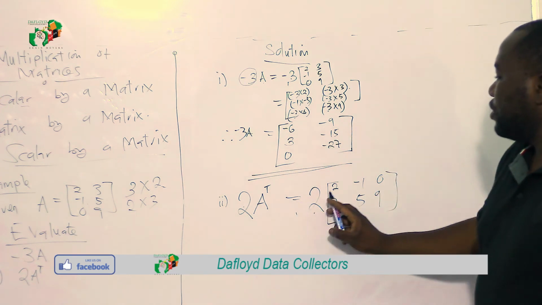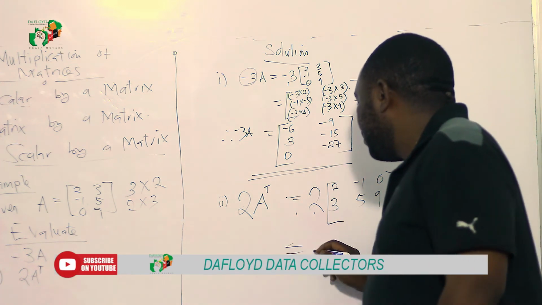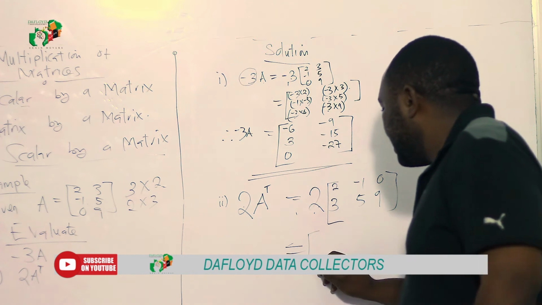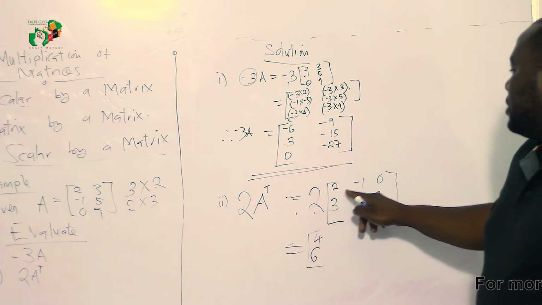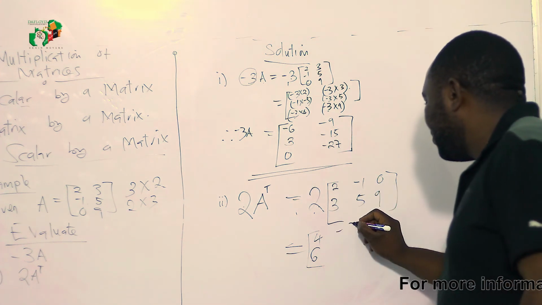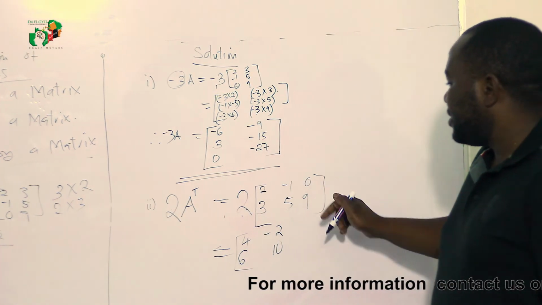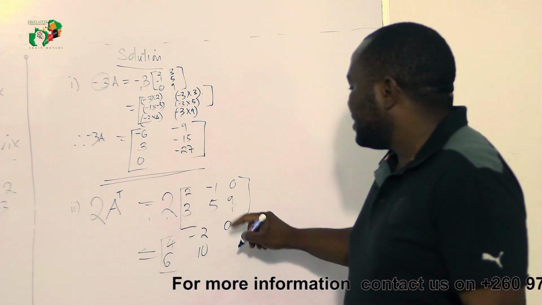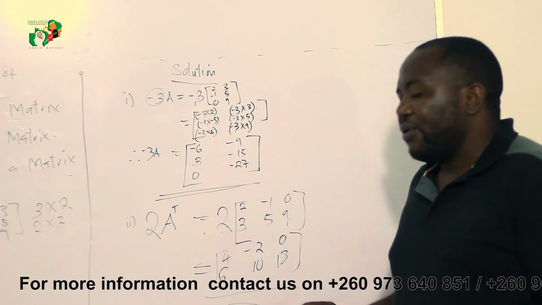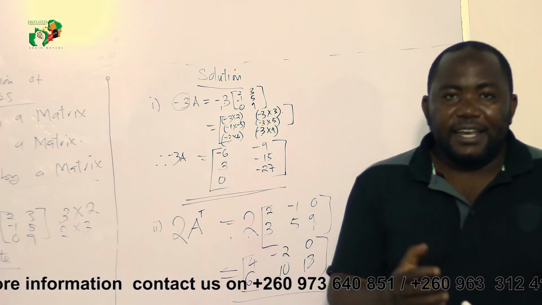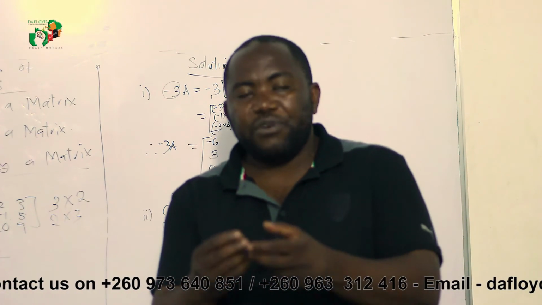Then from there you multiply each and every element. The final answer you will get will be 2 times 2, we know the answer is 4. 2 times 3, we are going to find 6. 2 times negative 1, take note, it's negative 2. 2 times 5, we know it's 10. 2 times 0, the answer is 0. 2 times 9, the answer is 18. Therefore, we have solved. Let's take a note on scalar multiplication and then go to multiplication of a matrix by a matrix.